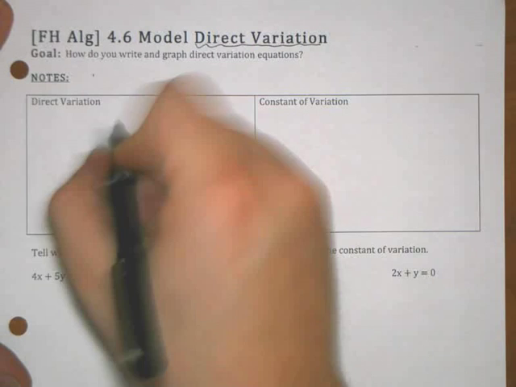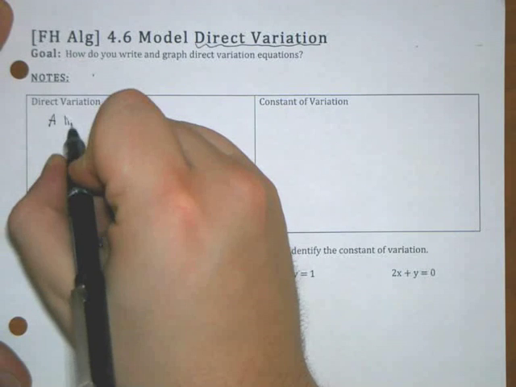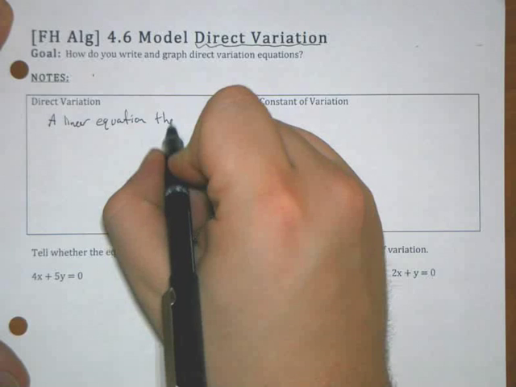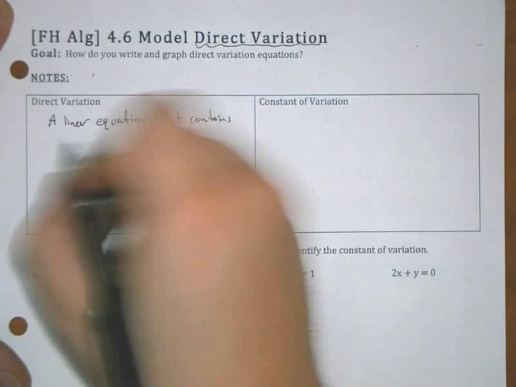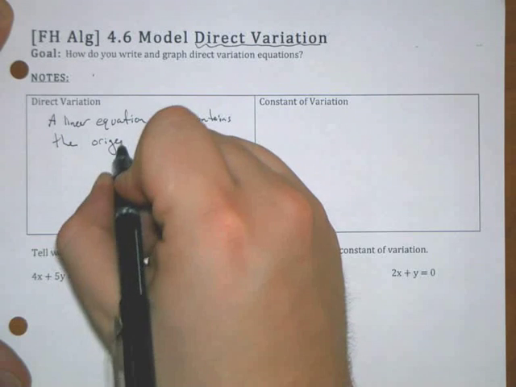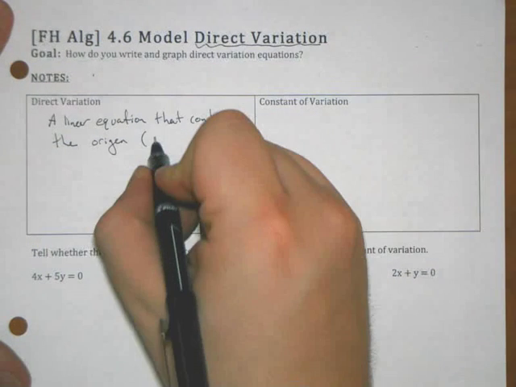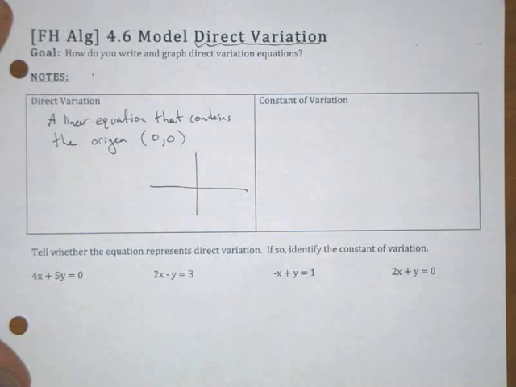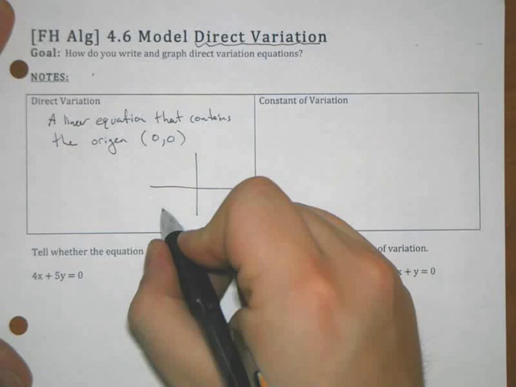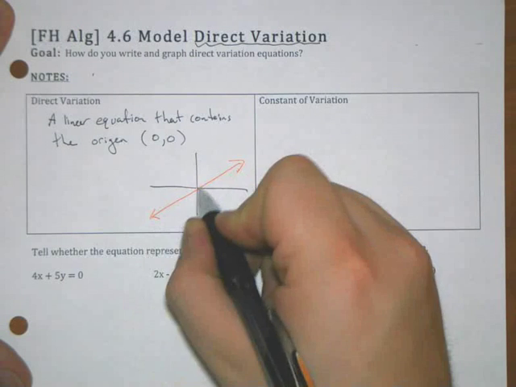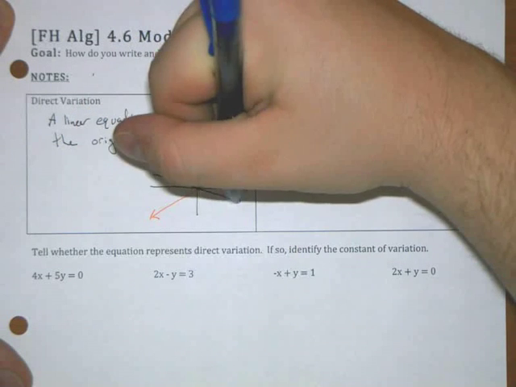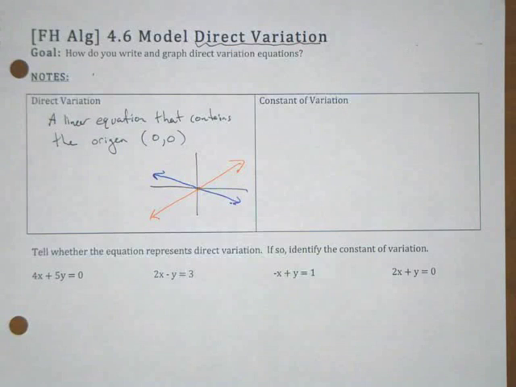A direct variation equation is a linear equation that contains the origin. Hopefully you recall the origin is the point (0, 0). So what that boils down to is it's a line, and if here's our axis, then it's a line that goes through (0, 0). Or maybe it's a less steep, negative version. These are all lines that could model direct variation.